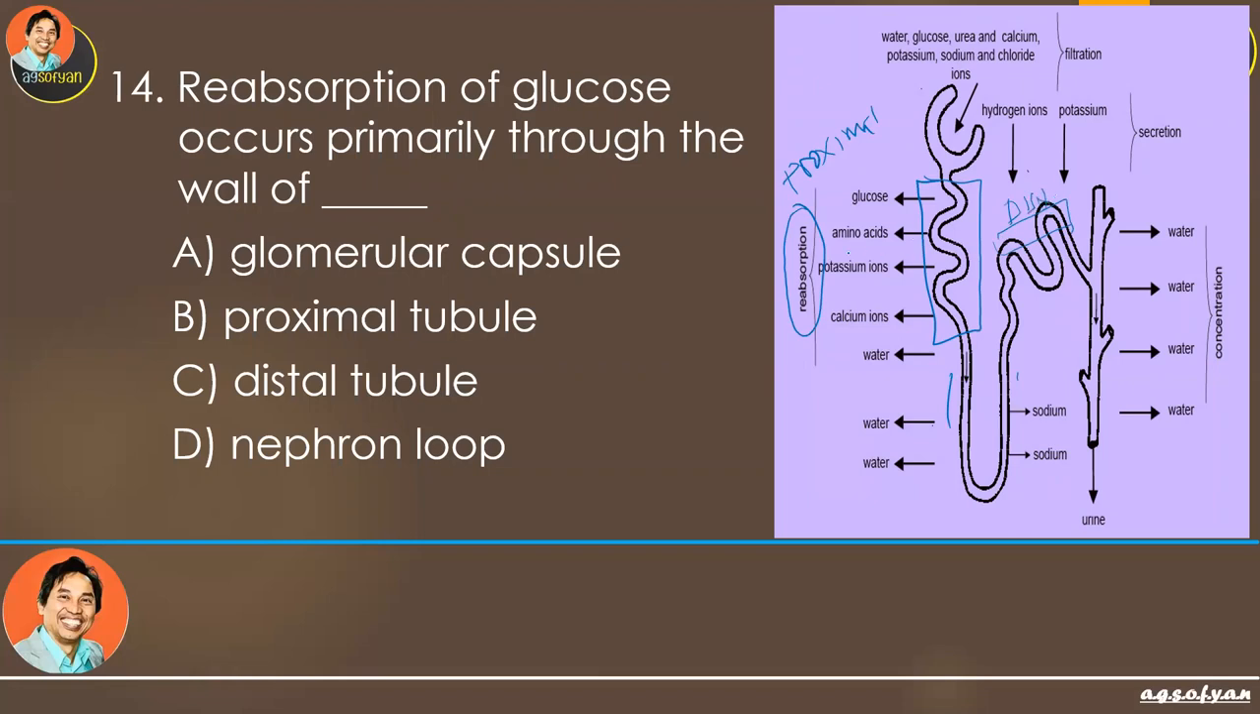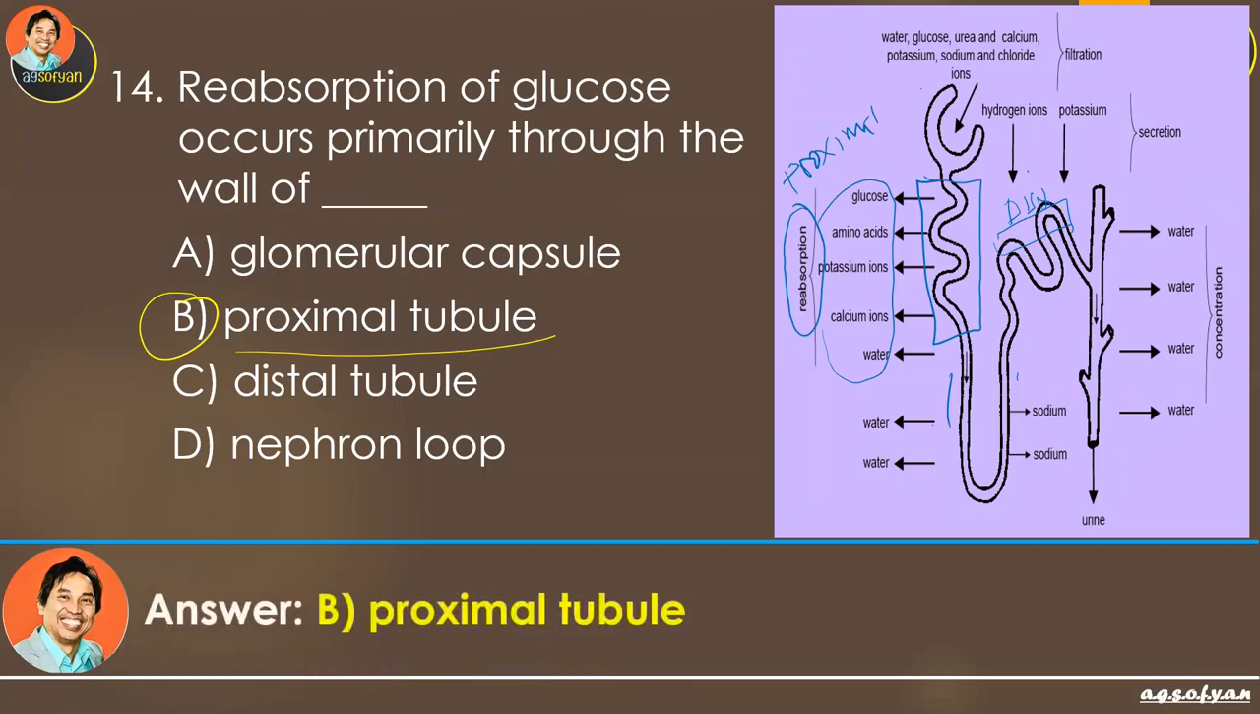Okay, glucose, amino acid, most of the important molecules that we still need in the blood will be reabsorbed back from the proximal tubule, going back to the blood. So this becomes part of the blood. Okay, so the start is from the proximal tubule. So that should be the answer.